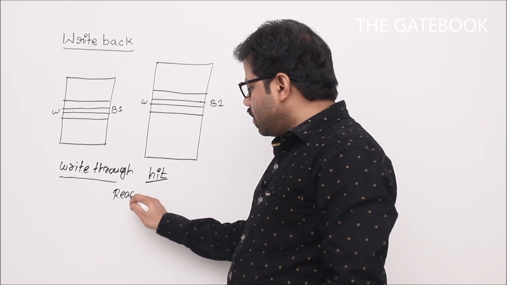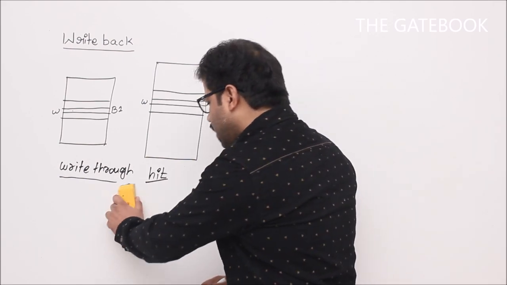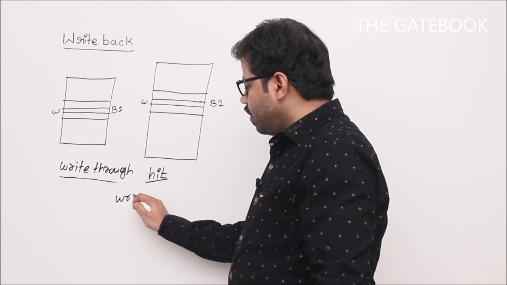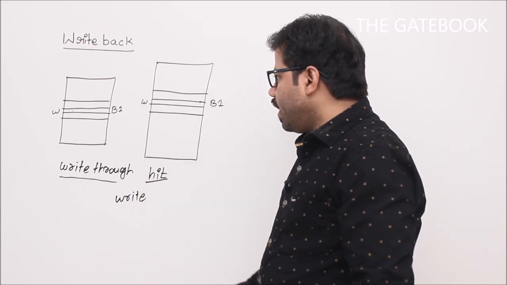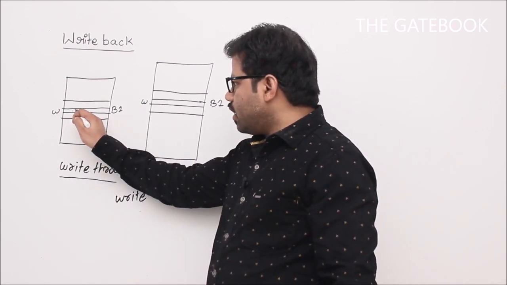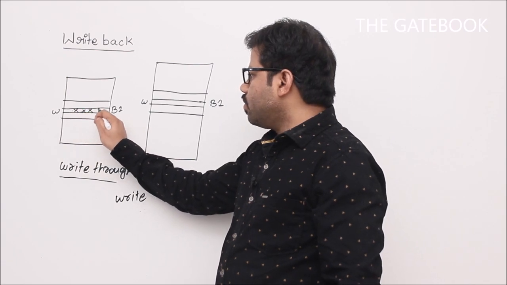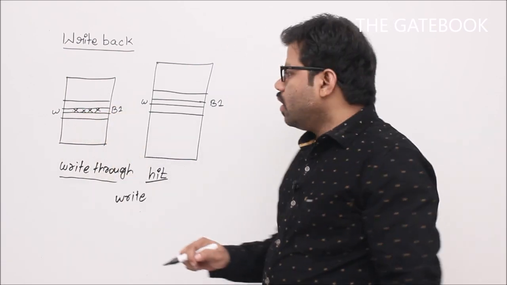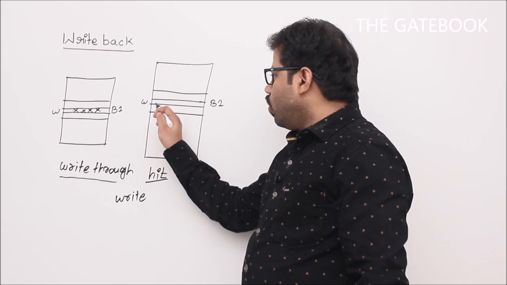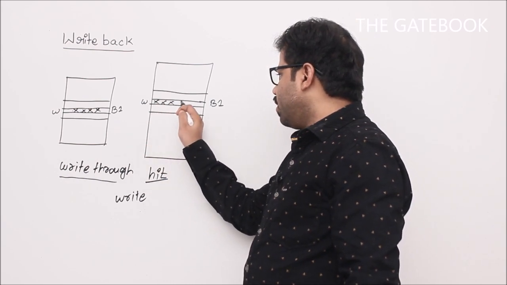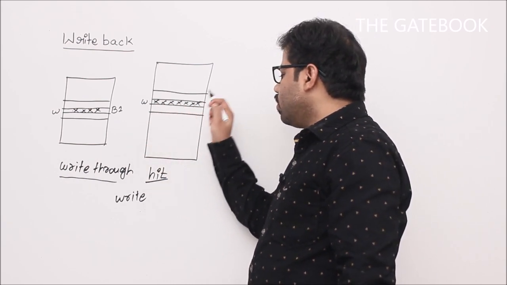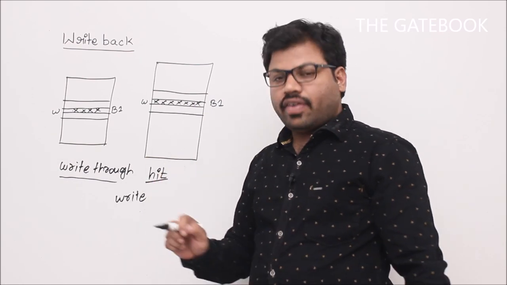Let us see all the cases. Of course, read is not required because read is quite easy. Then we'll see write. Now you want to update a word which is already available in the cache, simply update it. Okay, then immediately go to the main memory and update it. That's it. That is about cache hit and write.